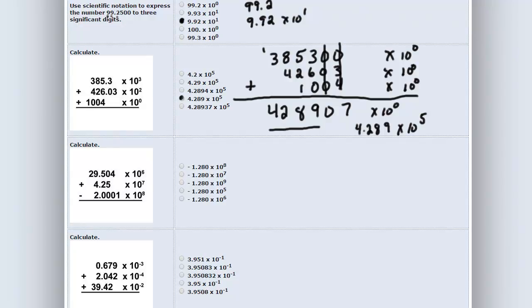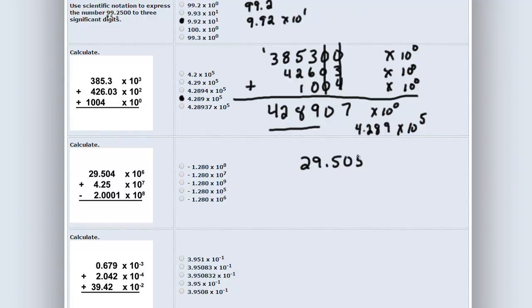4.289 times 10 to the 5th. That's going to be our answer. Do another one. And so here we have something to the 6th, 7th, and 8th power, and we're going to add and subtract. So let's just put everything to the 6th power.